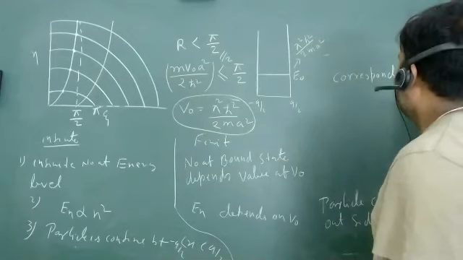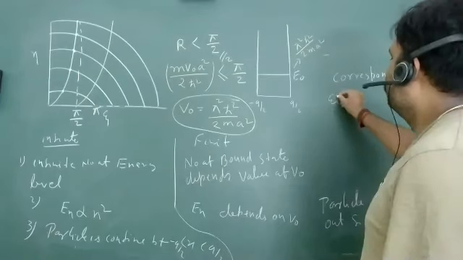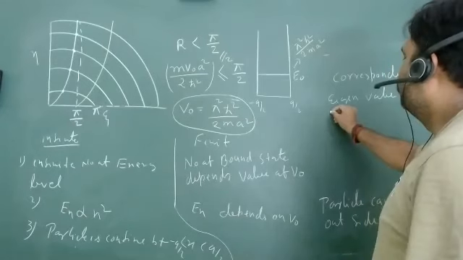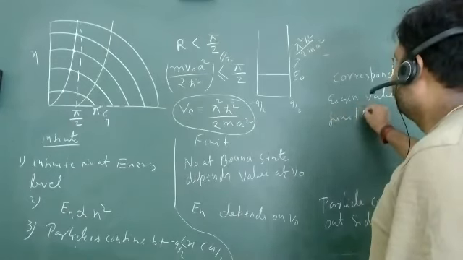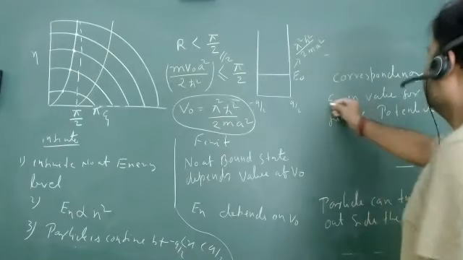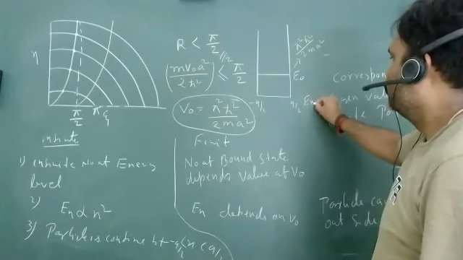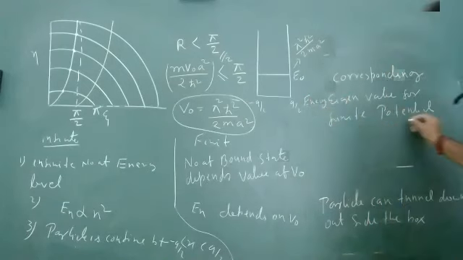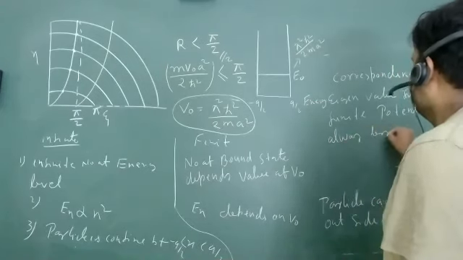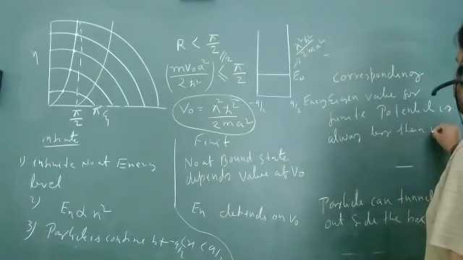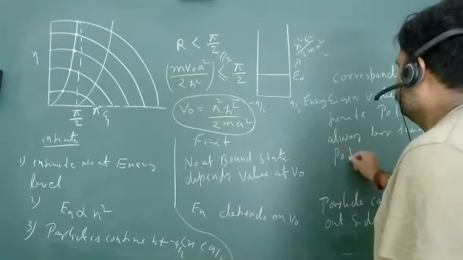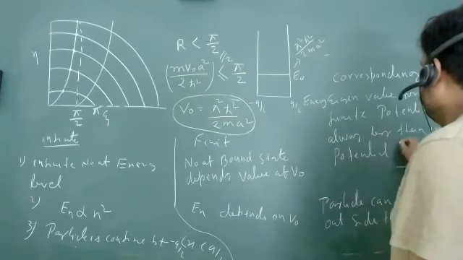So you can make a statement. The corresponding eigenvalue for finite potential, and this is the energy eigenvalue actually, the energy eigenvalue for finite potential is always less than the infinite one, for the same width.